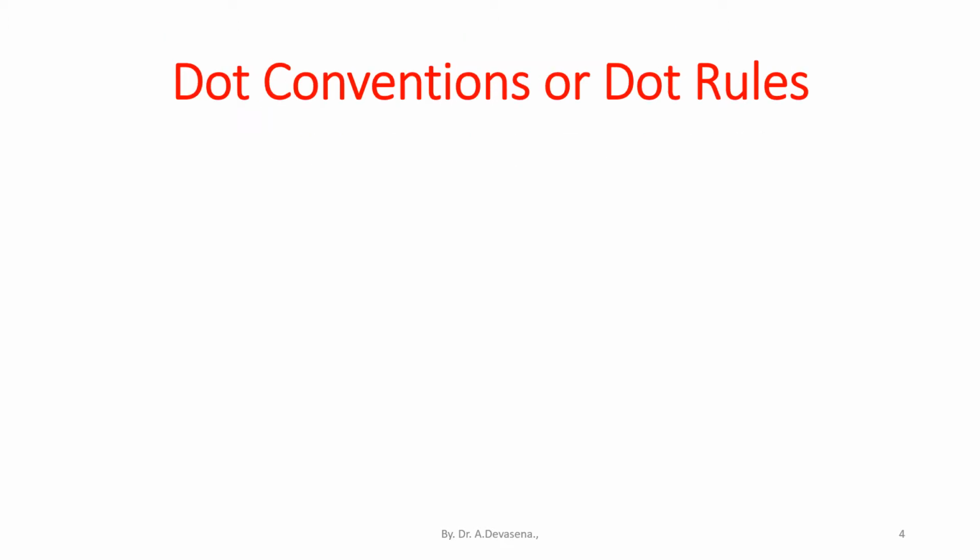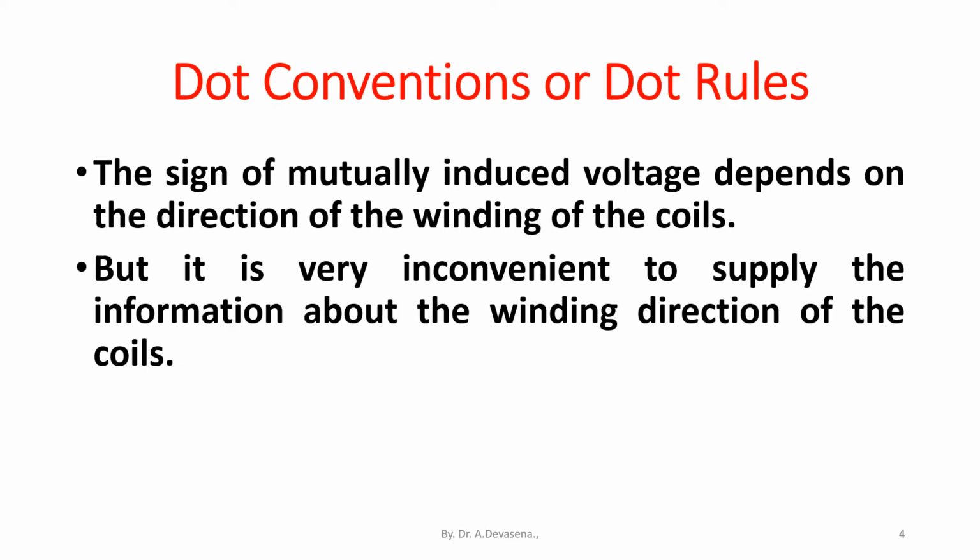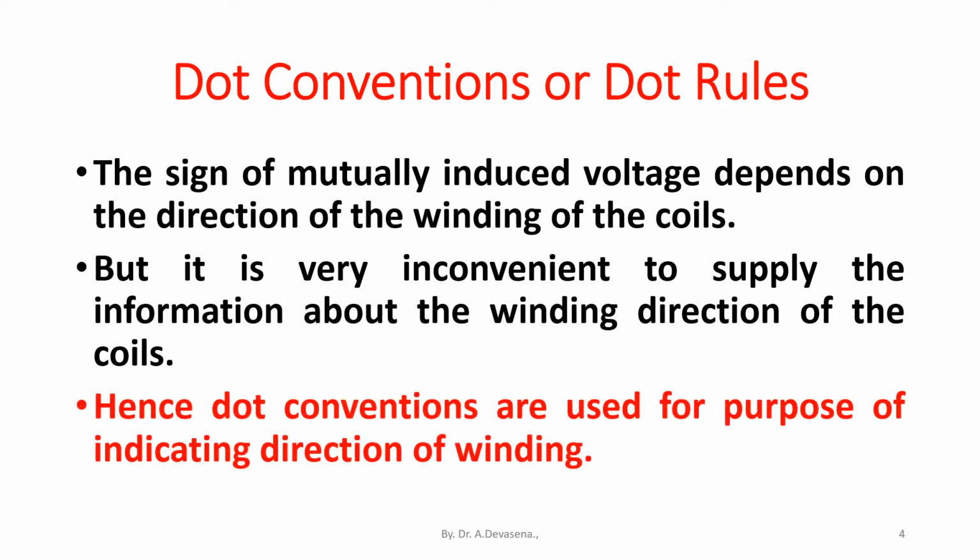Dot conventions or dot rules. The sign of mutually induced voltage depends on the direction of the winding of the coils. But it is very inconvenient to supply the information about the winding direction of the coils. Hence, dot conventions are used for the purpose of indicating direction of winding.